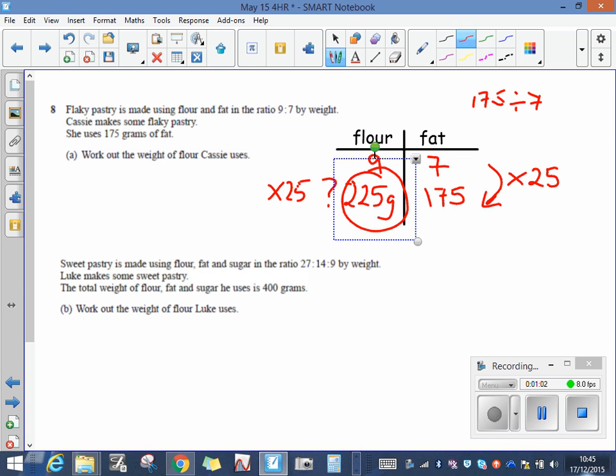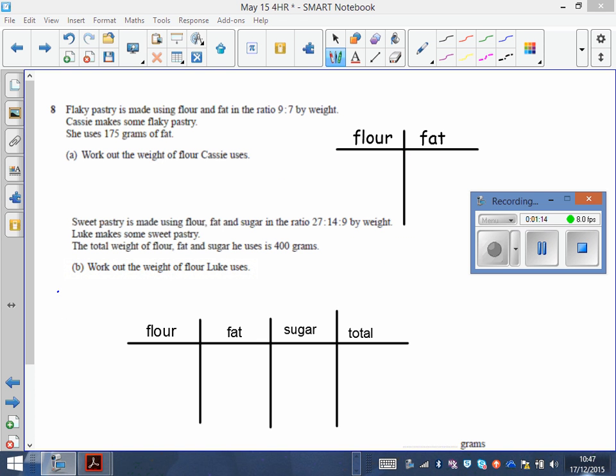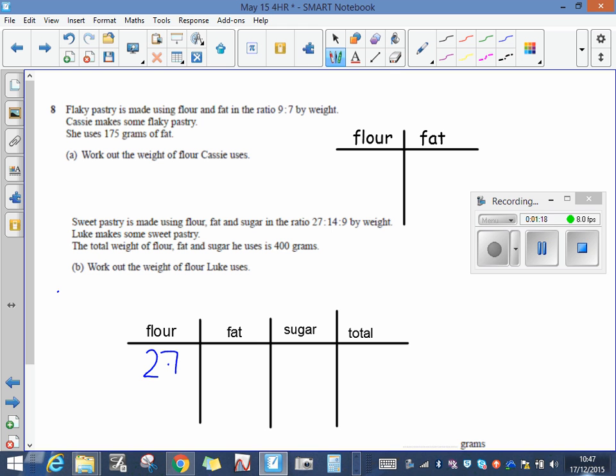We're now told that we have another type of pastry which is called sweet pastry. Now, sweet pastry uses flour, fat and sugar in the ratio 27 to 14 to 9. So I'm going to make a table for that one as well. Okay, so here's the table. So the ratio of flour, fat, sugar is 27 to 14 to 9, making a total, so if we add those up, 27, 37, 41, making a total of 50.